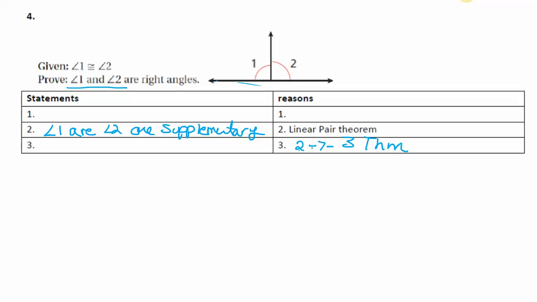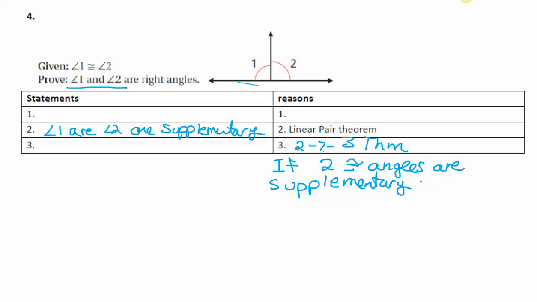273 means it's in Chapter 2, Section 7, the third theorem. There's not a great abbreviation for it, but the theorem says that if two congruent angles are supplementary, which means that their sum is 180 degrees, then each is a right angle.